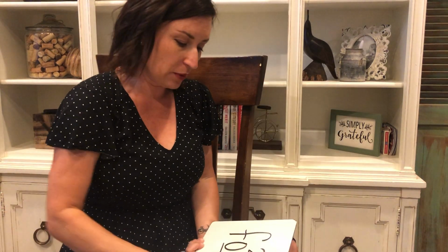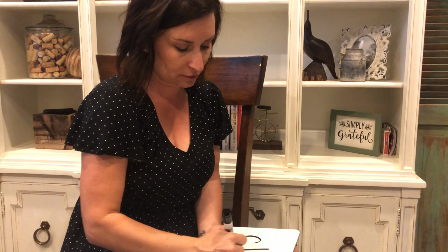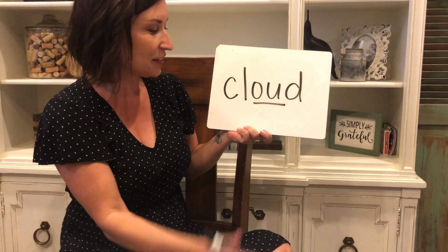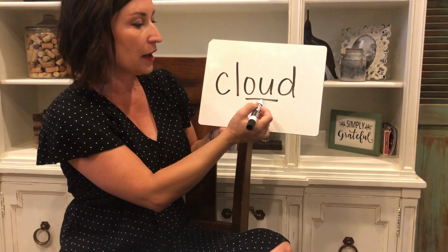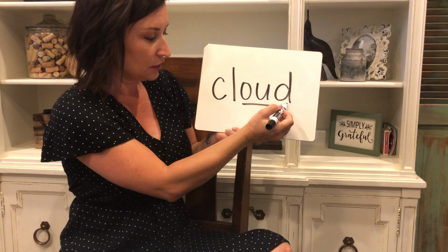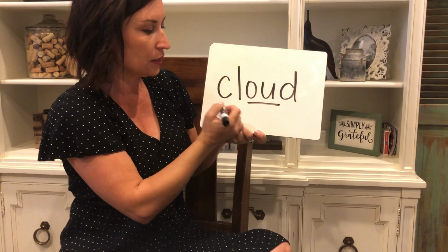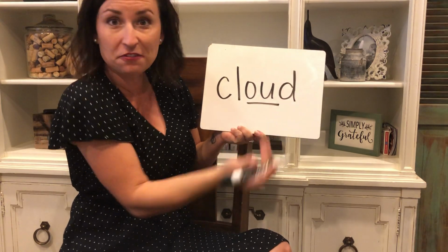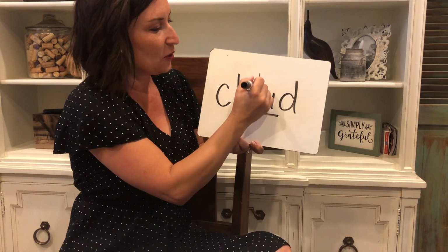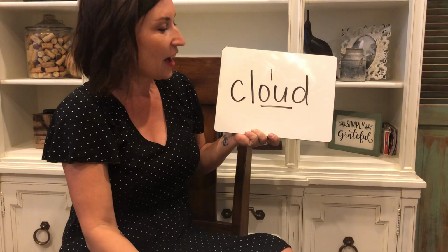Okay, let's try one more. Okay, let's try with the first sound first. K, ul, ow, d. K, ul, ow, d. Cloud. The first sound worked. Whoa, what do you see here? I see ow as the first sound. K, ul, ow, d. Awesome.